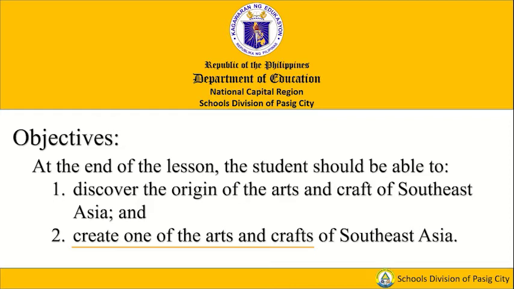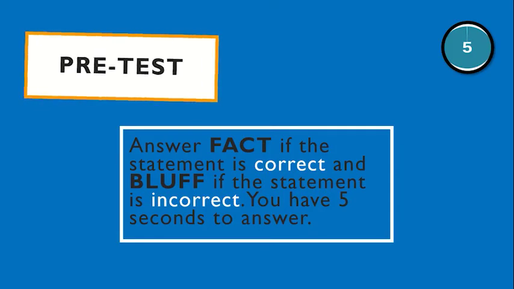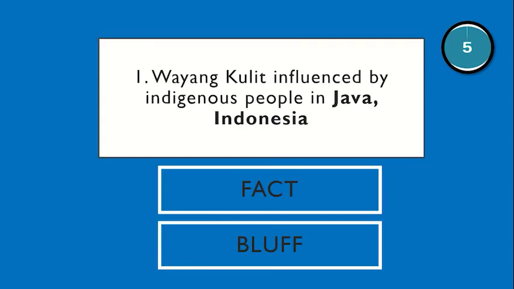Let's start first with a pretest. You have to answer fact if the answer is correct and bluff if the statement is incorrect. You have 5 seconds to answer. Let's begin. Number 1. Wayang kulit was influenced by indigenous people in Java, Indonesia. Is it fact or bluff? You have 5 seconds.